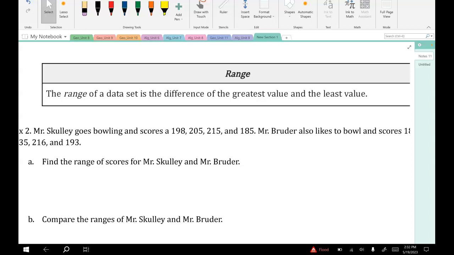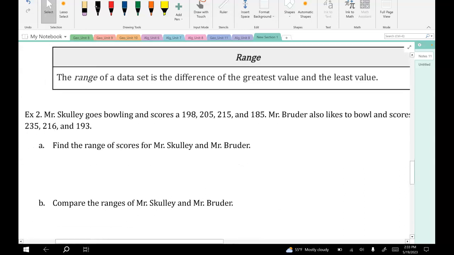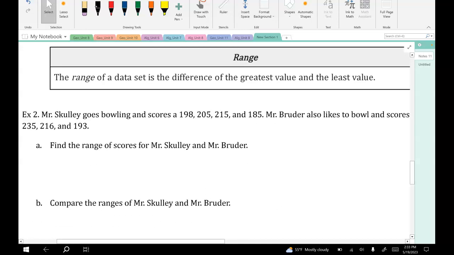So Mr. Scully and Mr. Bruder went bowling. I bowled and I scored a 198, a 205, a 215, and a 185. Mr. Bruder is also a pretty good bowler, and he scored a 182, a 235, a 216, and a 193.